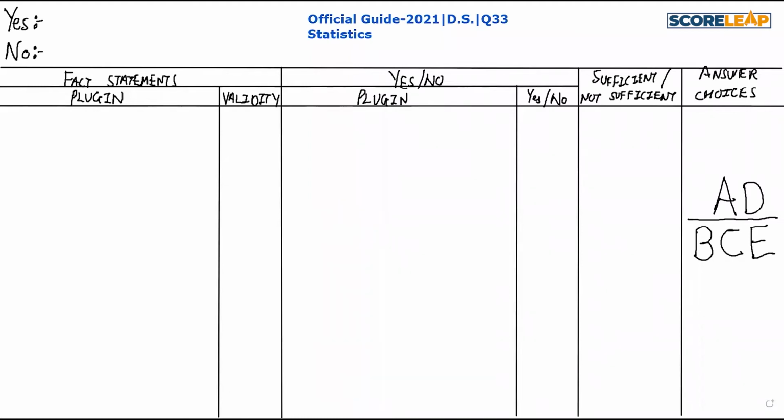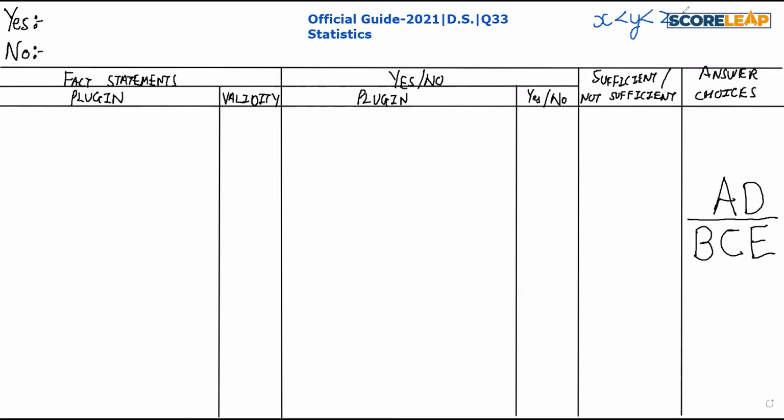Question 33. In this question, we are given that a certain list consists of three different numbers. We are asked, does the median of the three numbers equal the average of the three numbers? Let us take the three numbers as x, y, and z in ascending order. So x is less than y is less than z.